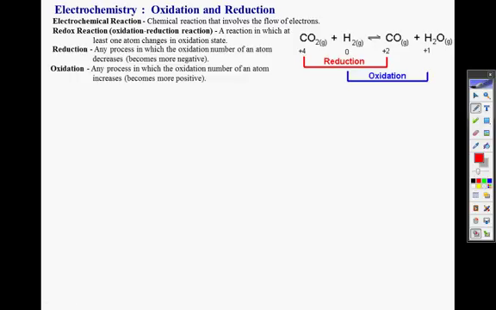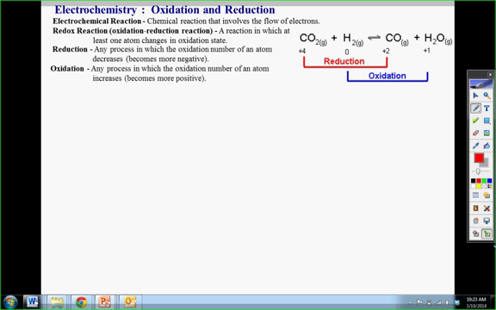A reduction is any process in which the oxidation number of an atom decreases. I know the guy was talking fast last class, but this should make a little bit of sense. Take a look. I'm going from +4 to +2. Which number is bigger? 4. I went from 4 to 2, so it's being reduced. What actually happens at that point? Are we gaining electrons? Yes, we are gaining electrons.